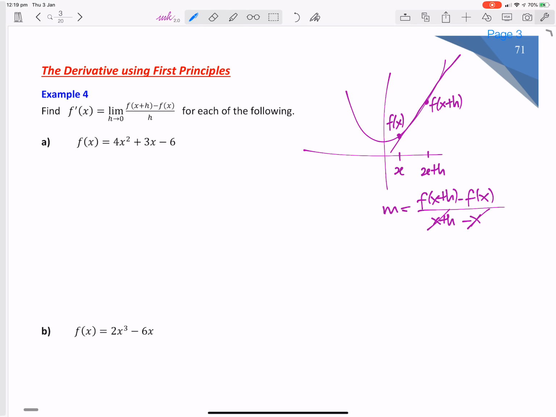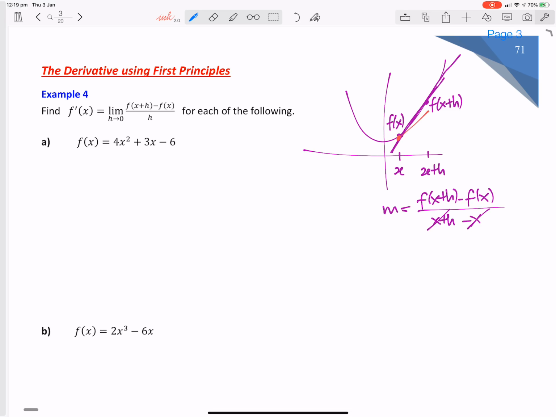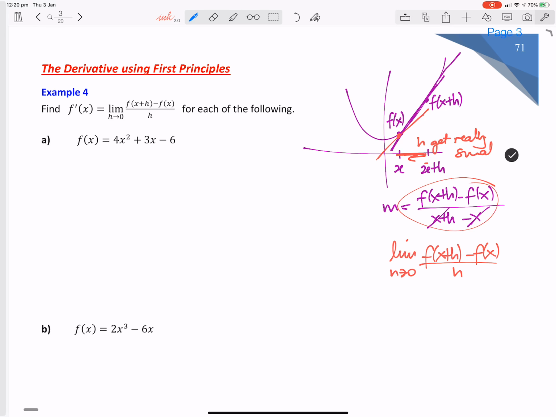They will cancel, x minus x. So we've got f of x plus h minus f of x over h. That gives us our gradient between 2 points. But if I want my gradient at a single point, like at the point x, what I do is I make h get really small. So the distance between x and x plus h, I make that small. What's the smallest thing you could do? Well, you could say the limit as h approaches 0 of f of x plus h minus f of x on h, which is that.